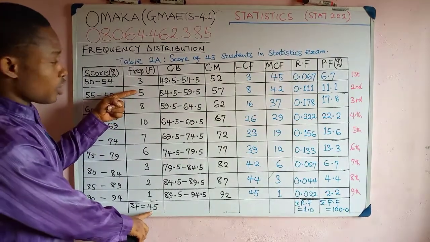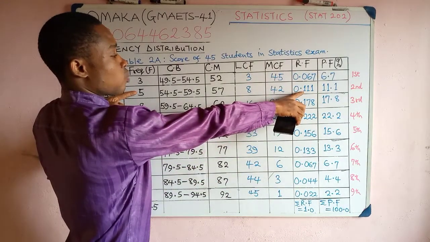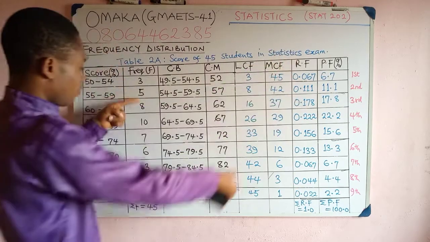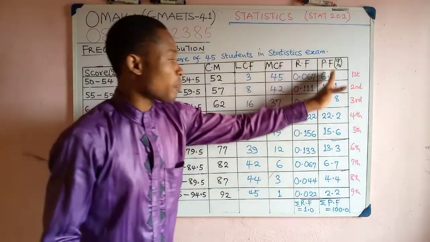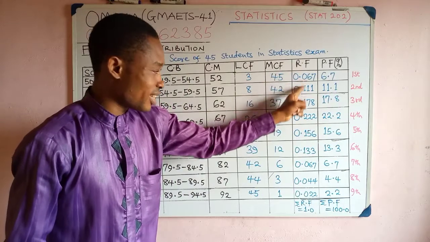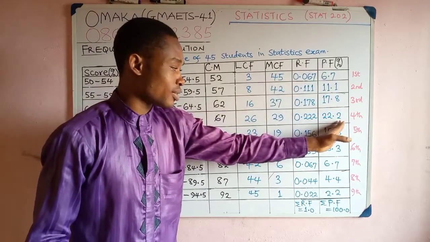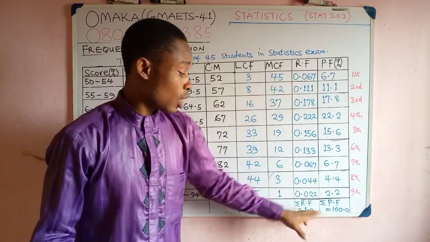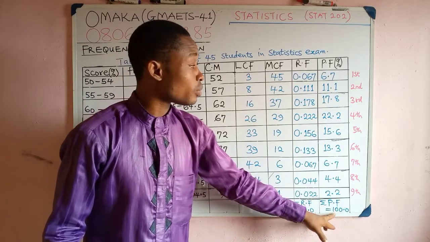Then 5 divided by 45, you get for the second, which is 0.111. Do that for the rest of them. Now finally, for the percentage frequency, simply multiply the relative frequency by 100, and you'll get this for each of them. If you sum, as I've told you already, this will be 1, this will be 100.